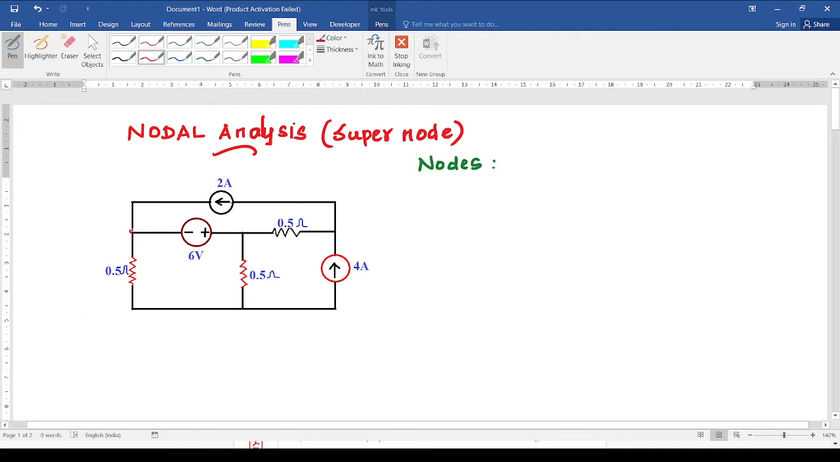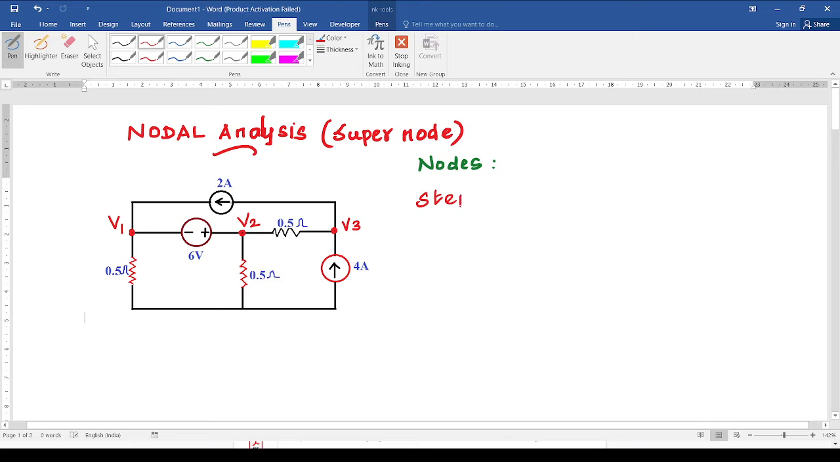Here, how many nodes? This is node number 1, node number 2, node number 3. I have to mark the nodal voltages as V1, V2 and V3. Now I am going to explain the steps needed to find the voltages V1, V2 and V3. Before that, I am going to explain what a supernode is. The voltage source that is connected in between two nodes, these two nodes are considered as supernodes. So what are the supernodes here? V1 and V2.